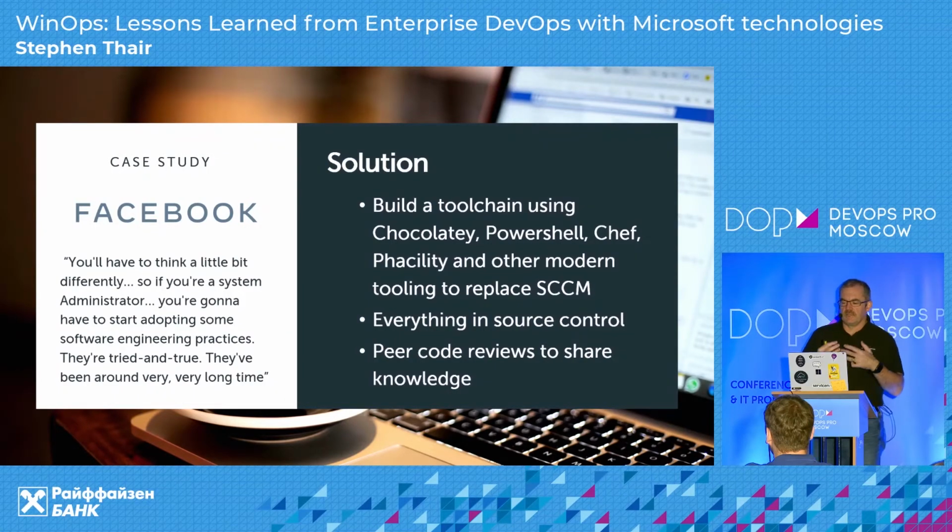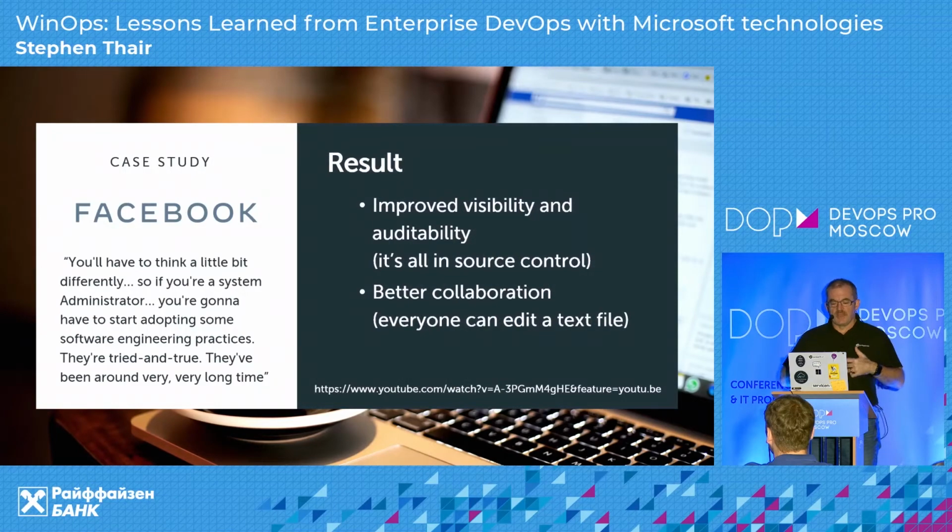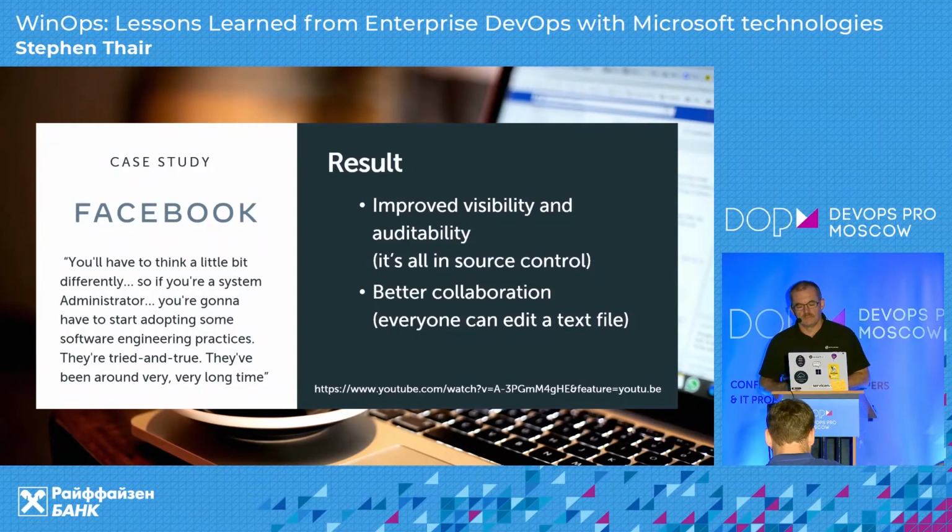And the guy said that was one of the real wins for them: getting this improved visibility in source control, and this improved collaboration. You didn't have to know everything about System Center Configuration Manager to be able to make a change. All you needed to be able to do was edit a text file. You could go in and edit the Chef recipe. You could go in there and edit some of that PowerShell.